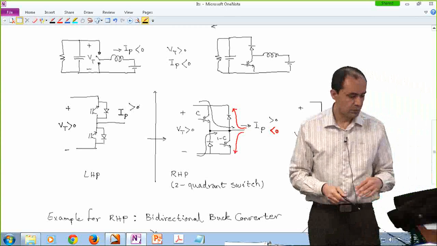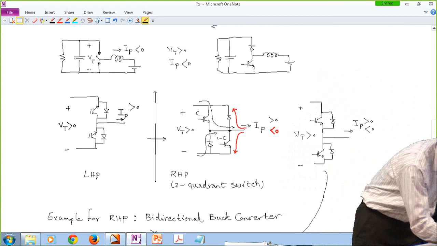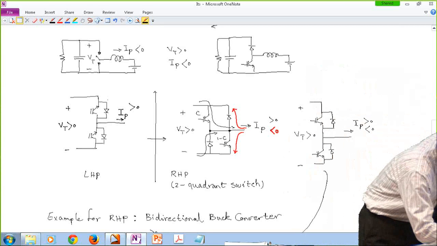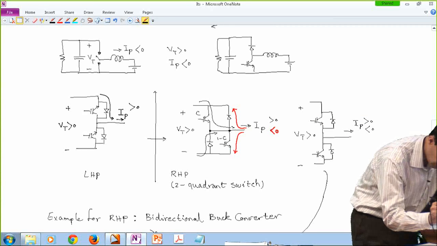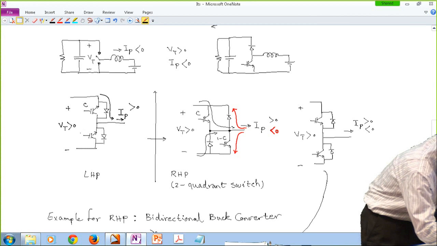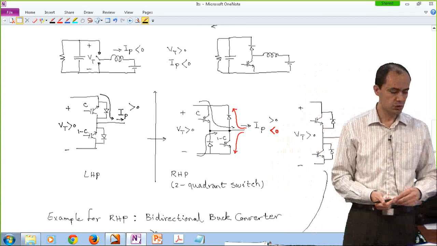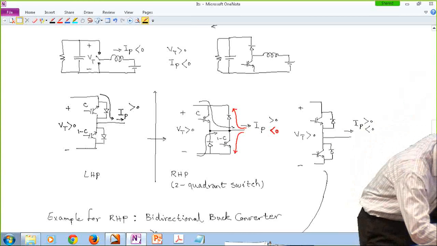Okay, so if the pole current is positive and you want the top throw to be the conductor of current, then you got to do nothing basically. You keep both of the transistors off, and the current is going to flow through the top diode. Now, if you want the bottom throw to be engaged, all you got to do is just turn on the bottom transistor, and in that case, the current is going to flow through this transistor.